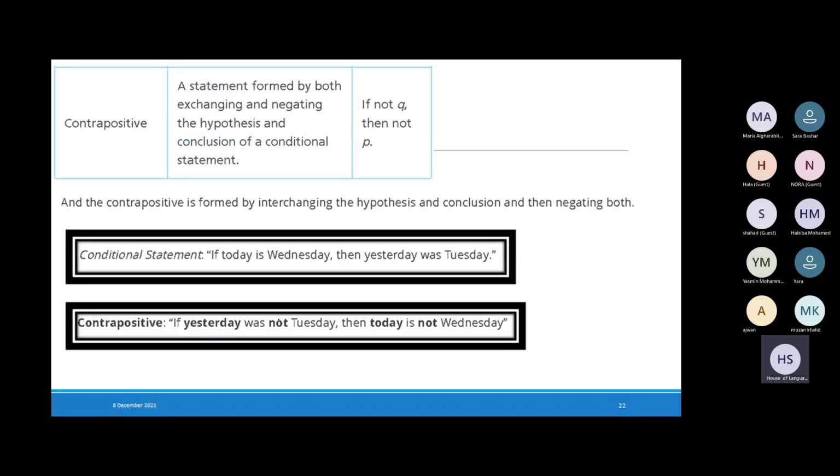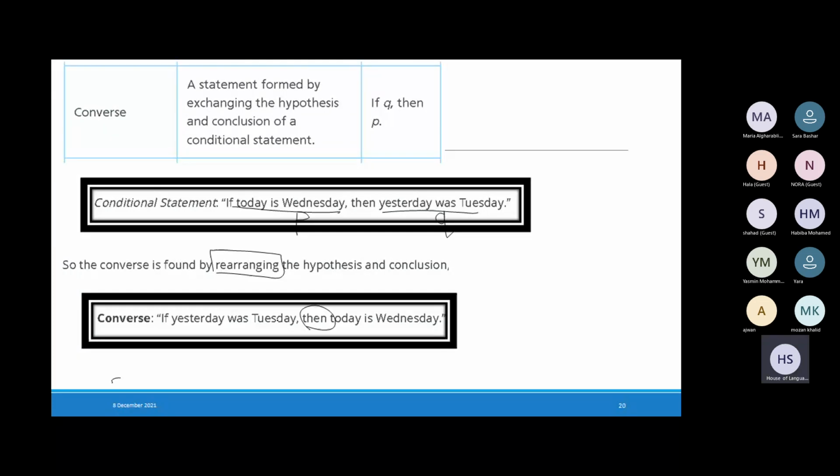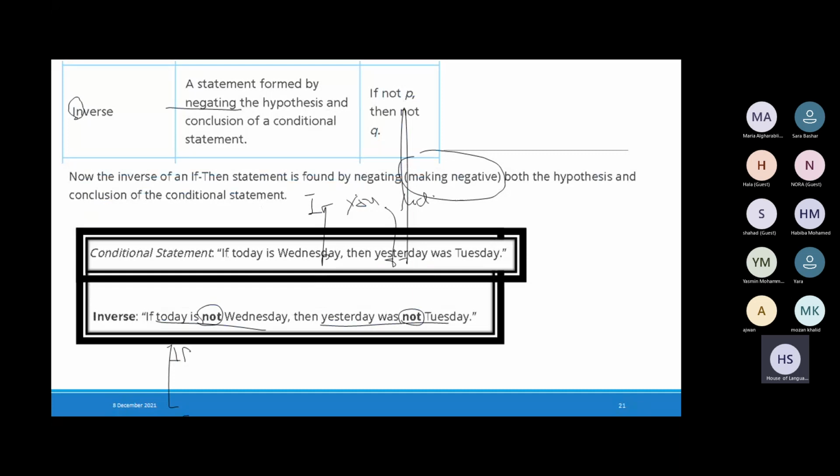What is the contrapositive? What do you have to do? Look at me. First of all, this is P and this is Q. So you have to do 2 steps now. Change the order and write the negative of both of them. I will repeat. The converse: change the order. This is P, this is Q. Changing the order is the converse. If I have P and Q and I write the negative of them, it is the inverse. And if I change the order and I write the negative, it is the contrapositive.